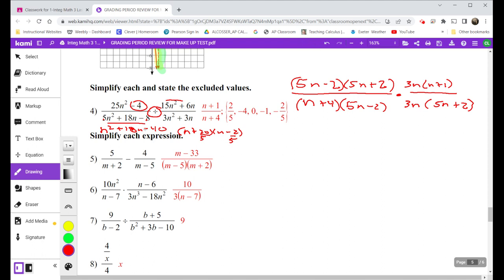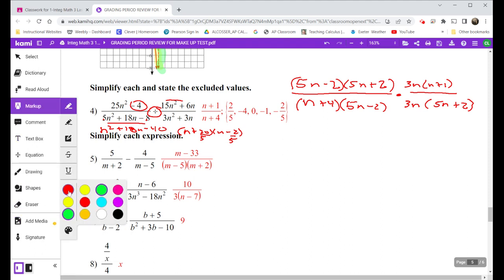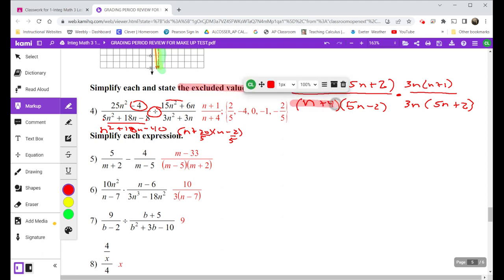So then my excluded values, and I'm going to highlight these here real quick for you guys. When you want to find excluded values, you're going to take the entire bottom set of values and set them equal to 0. That's how you find your excluded values.